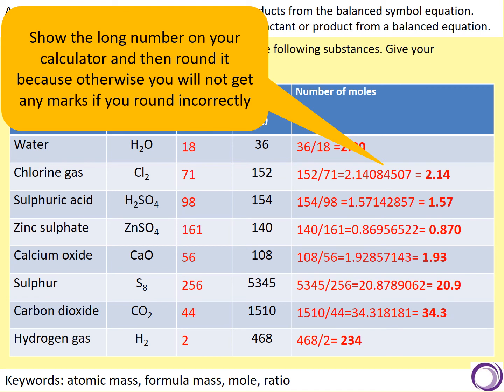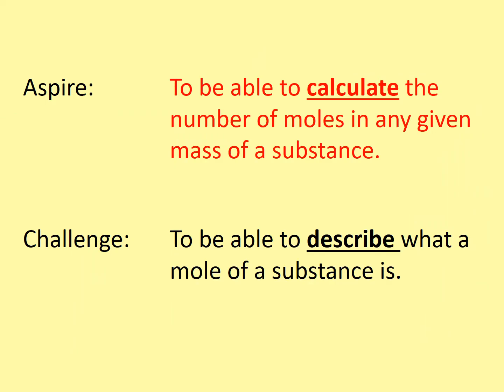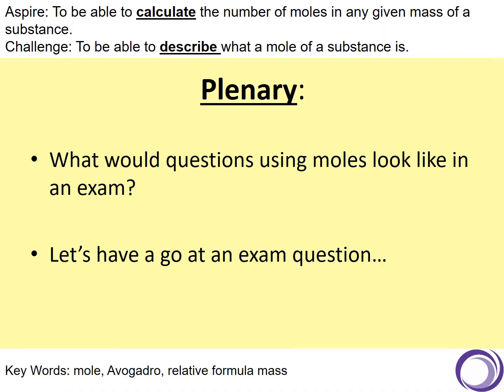And don't forget that if you only end up with 2 digits, then the third digit can be a 0 if it's 3 significant figures. So check your answers off and hopefully you've got all of those right as well. We can now also calculate the number of moles in any given mass of a substance. Now our plenary is to think about what questions would look like using moles in an exam.